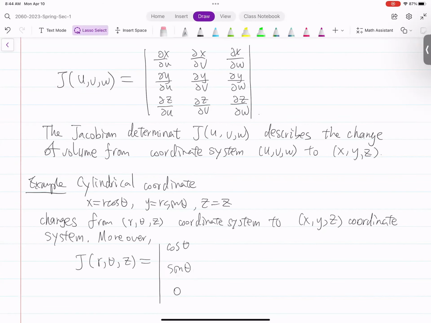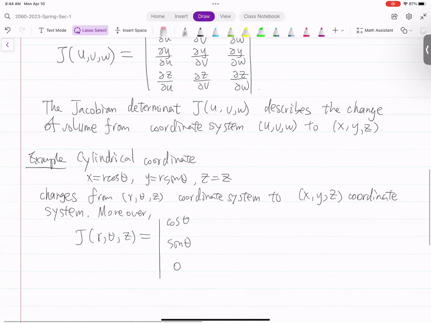Yeah, I think I said it right. So we put everything here in the first column. The first row is going to be cosine theta. The second row is going to be sine theta. Third row is going to be 0 because it's differentiated with respect to r. I'm doing the partial with respect to r.